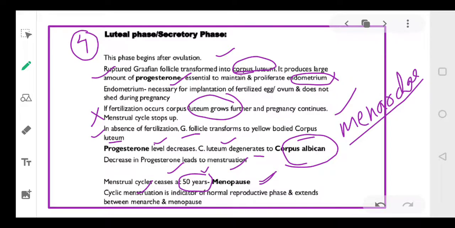Cyclic menstruation is an indicator of the normal reproductive phase and it extends between menarche and menopause. So the time period in between is your menstrual period. Menarche is the starting of menstruation and menopause is the cessation of the reproductive cycle. So the normal reproductive time period is referred to as cyclic menstruation.